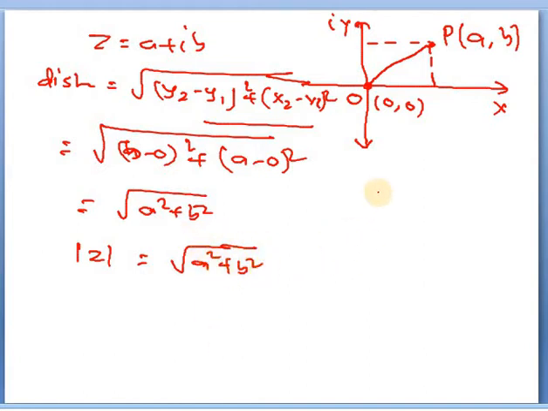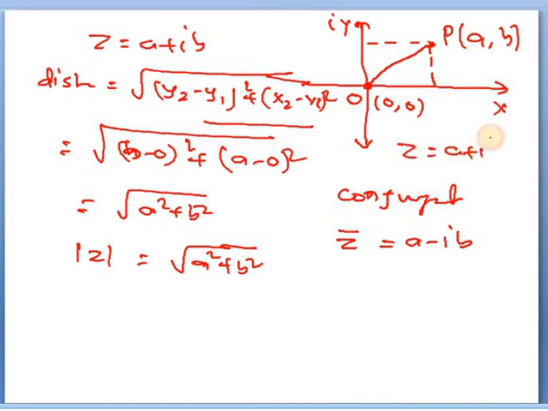Now, conjugate is another term which we use in complex numbers. The conjugate is z bar, which is a minus ib. So if a complex number is z = a + ib, the conjugate is a minus ib. If a complex number is 2 plus 3i, then the conjugate of this is 2 minus 3i. This is how we can find the conjugate and the modulus of a complex number.